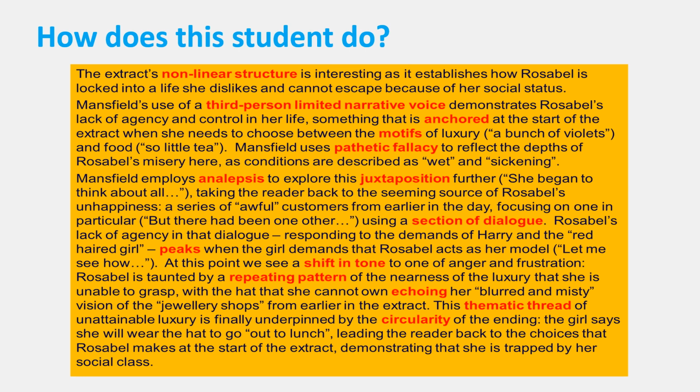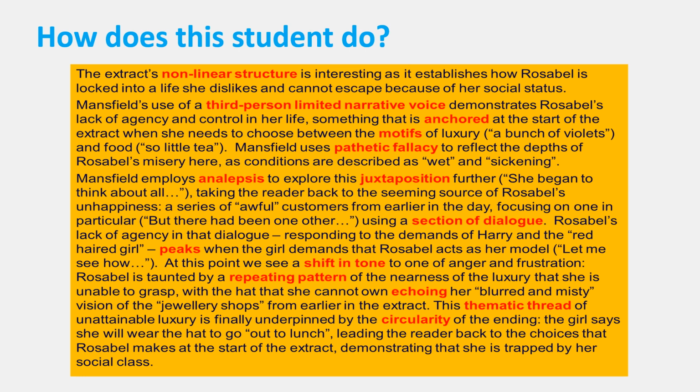We've got the analeptic shift. So analepsis, that's another structural method to explore this juxtaposition, and notice how the student here is just putting in these quick little quotations to indicate the bit of the text that is being talked about. Sometimes just sticking them in brackets afterwards, you know, not wasting loads and loads of time with quotations, just showing the examiner which part of the extract they're talking about.